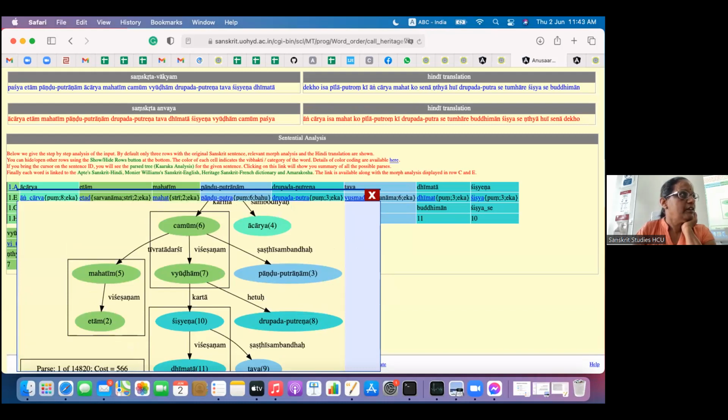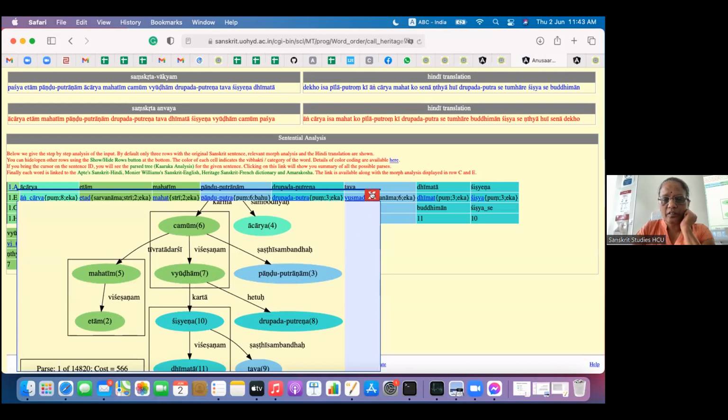Drushtadumna, right? So where is it from? This Drupada Putra is marked as the Hetu, that is the cause, but it is not Hetu, it is the Visheshana for Shishya. The Shishya and Drupada Putra are one and the same. So out of these 10 relations, one relation is wrong. 90% the machine has done correct, but one relation is wrong. It will lead to wrong understanding.